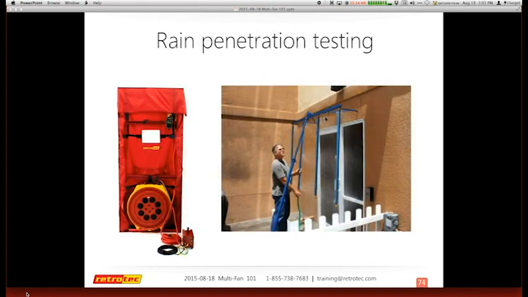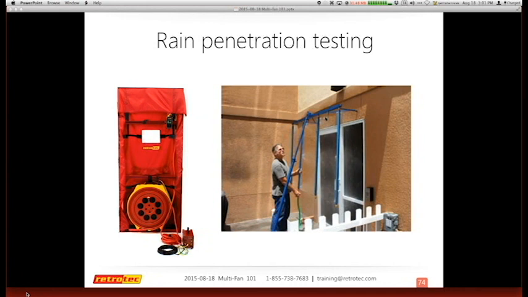The next one is rain penetration testing, and here they have a rain grid that's squirting water onto a window, and they take one of our blower doors, they stick it into a door panel. The blower door that they typically use is the 3000, now called the 6000, and they use that because it has a variable frequency drive, and it has 1.5 horsepower, and it likes high pressure.